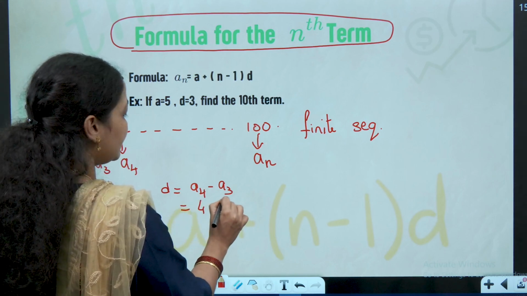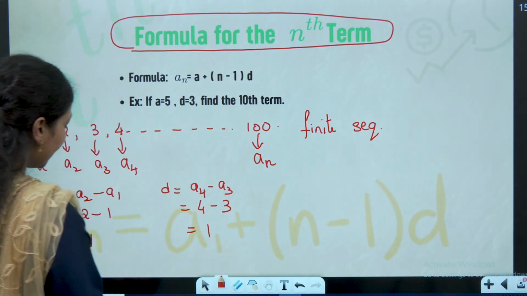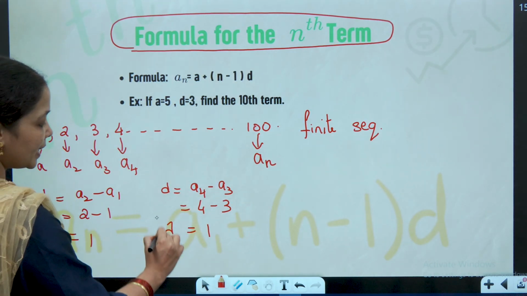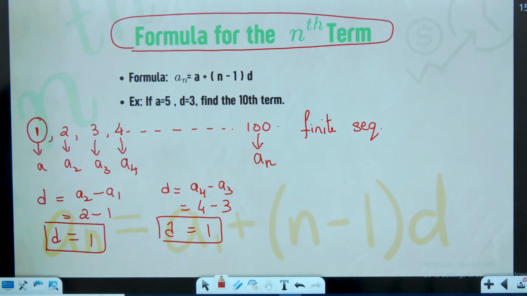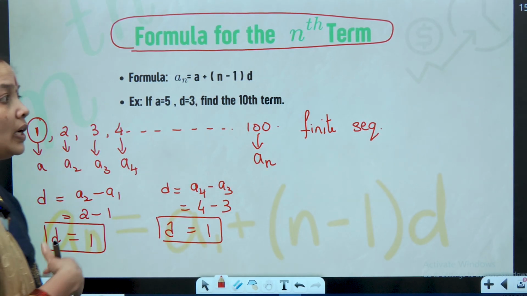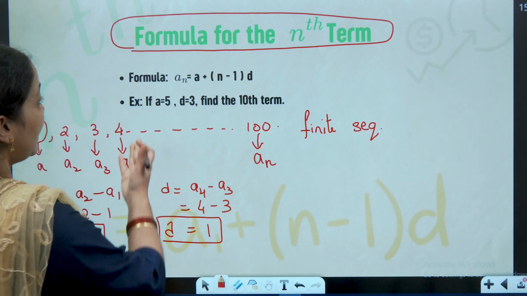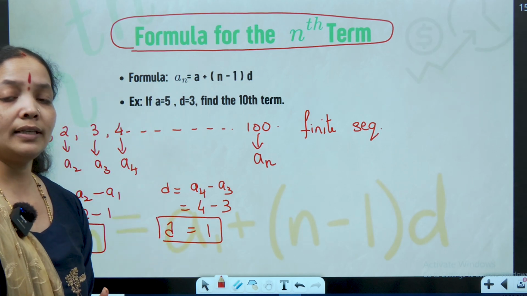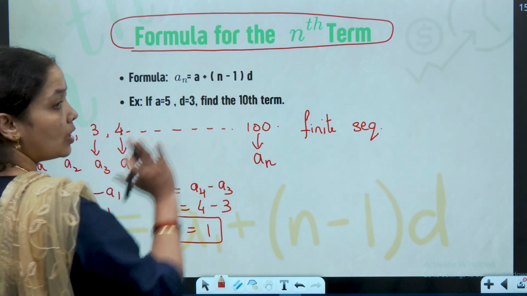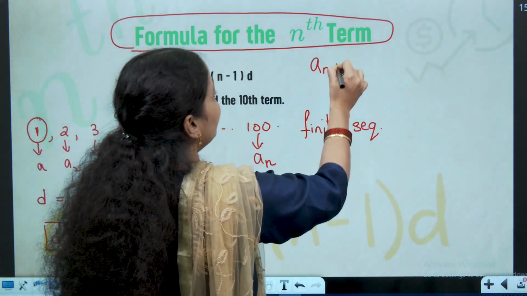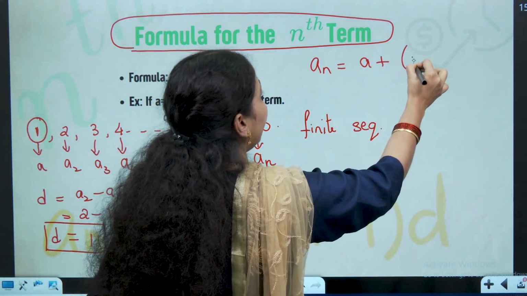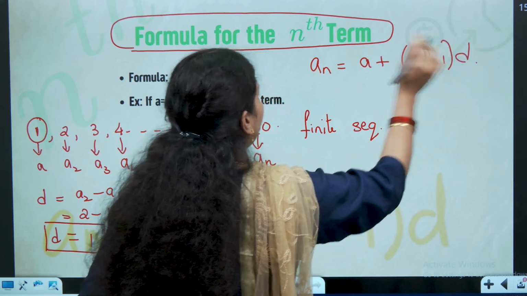A4 is 4 and A3 is 3. So this is also 1. In particular two locations, if my common difference is coming same, then I say it is an AP. Now I got to know what is an AP and I have a formula given to me to find the nth term if my last term is not given. So in this formula, an is equal to a plus n minus 1 into d as written here.